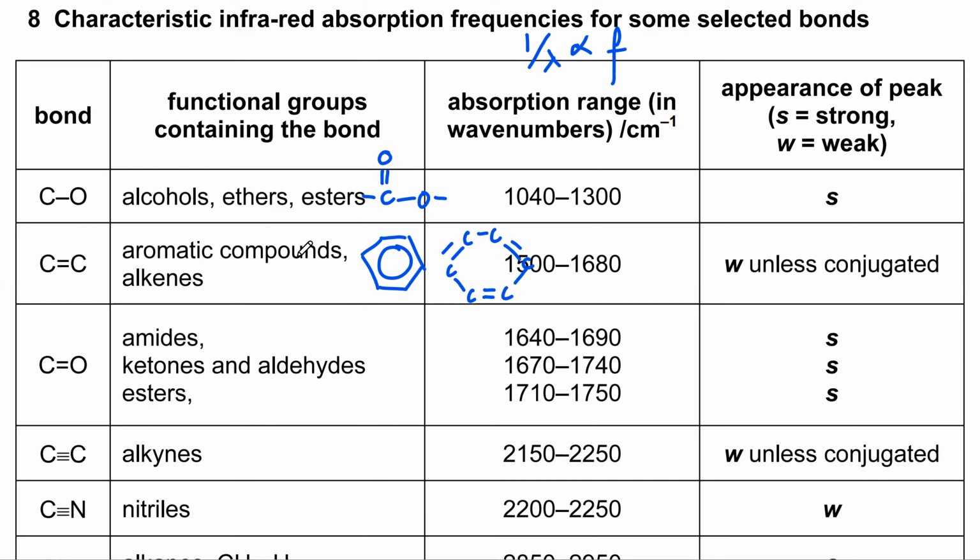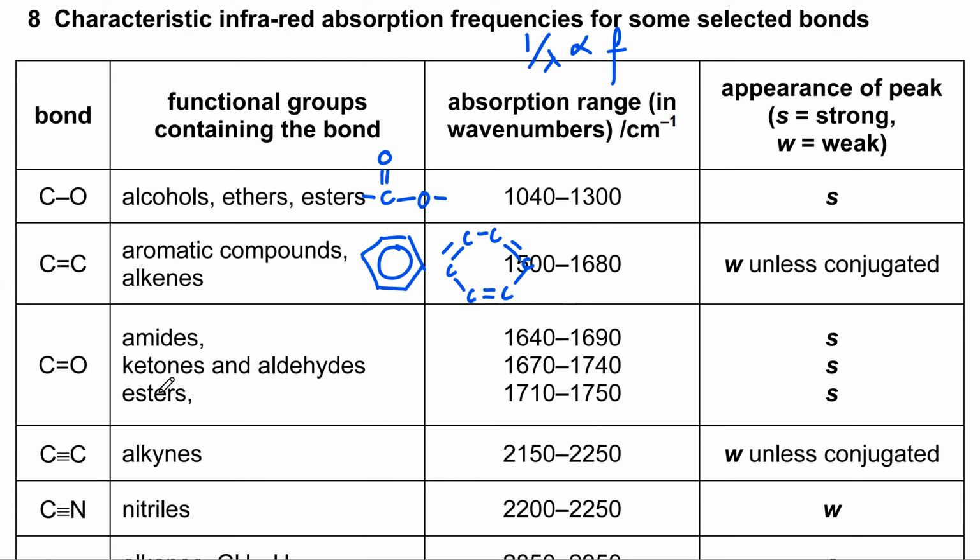So aromatic compounds are not in your course at the moment, they're in A2, but whenever you see a benzene, think of it as an alkene with alternating double bonds. It's not really an alkene, but very similar. So its absorption range is 1500 to 1680.